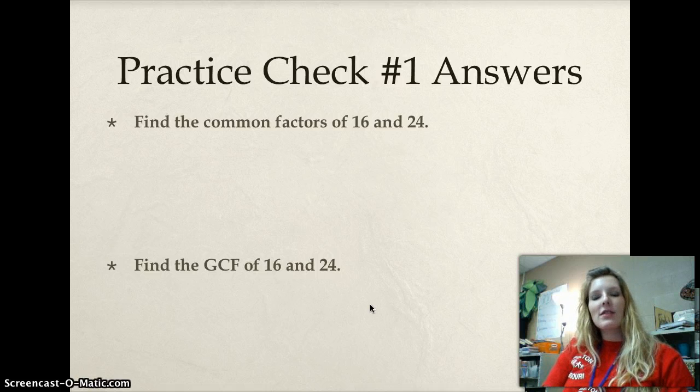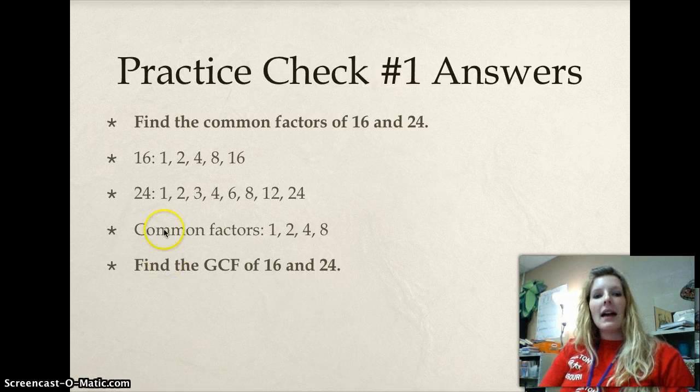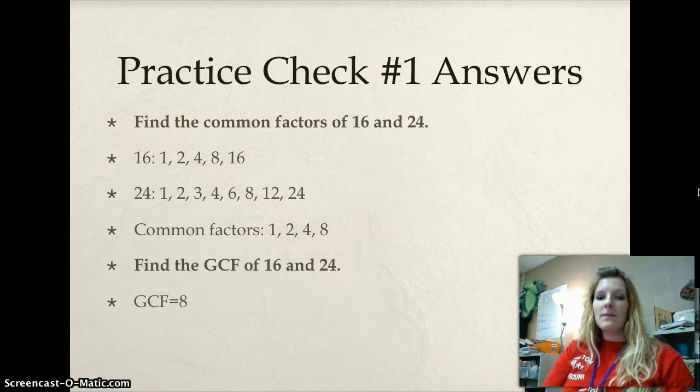So for common factors of 16 and 24, I got 1, 2, 4, 8, and 16 as the factors of 16. 1, 2, 3, 4, 6, 8, 12, and 24 as the factors of 24. And then the numbers that they have in common are 1 here and here, 2 here and here. There's no 3. So 4 is on both sides, and then 8 here and here. So if you were going to find the GCF of 1, 2, 4, and 8, your answer would be 8.